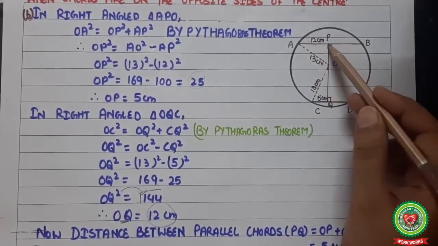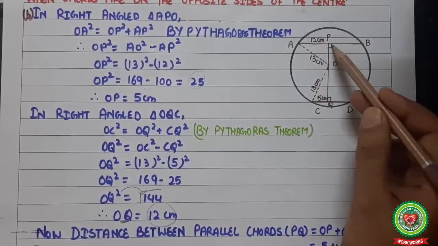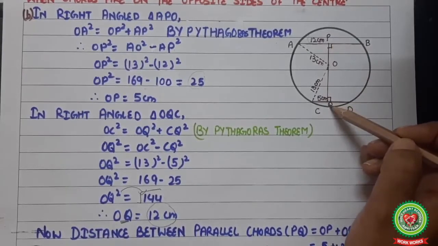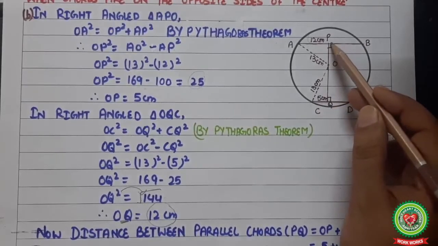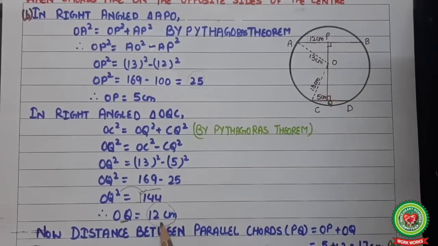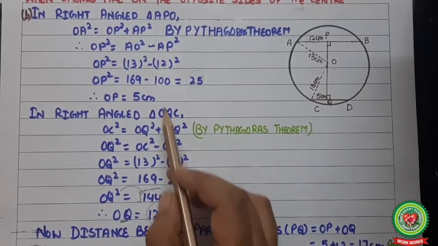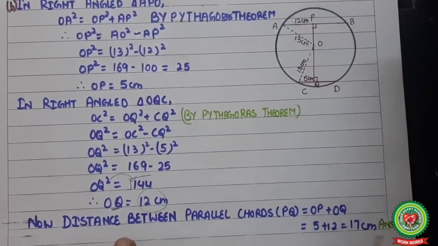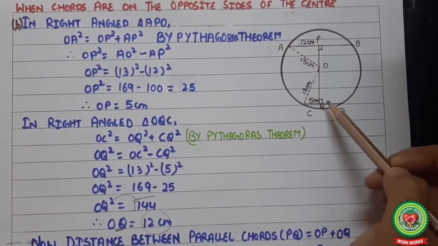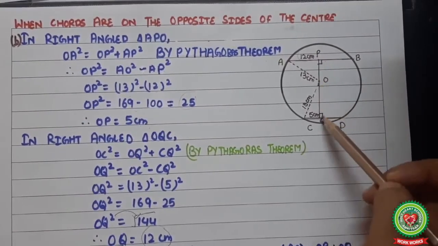Now we have to find the distance between both these chords. That means we have to find the value of PQ. And what will be PQ? PQ will be OP plus OQ. So add these both values. We'll get 12 plus 5 equals 17 centimeter as the distance between both chords when both chords are on the opposite side of the center.